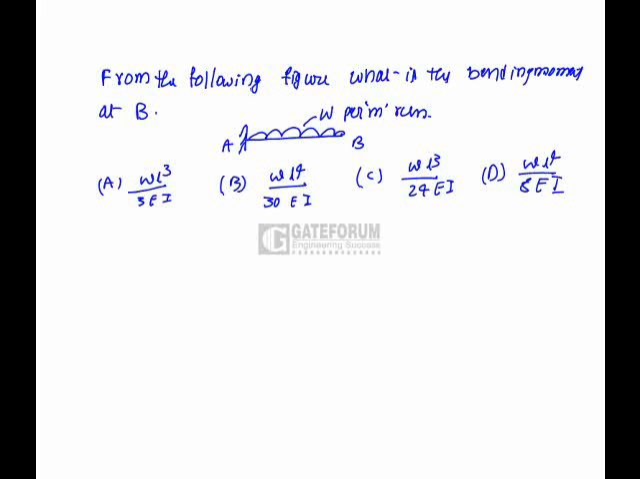From the following figure, what is the bending moment at B for a cantilever carrying a UDL of W and having a length of L? The deflection at the other end is going to be WL power 4 by 8EI. So option D is correct.